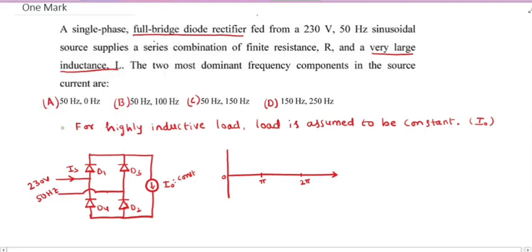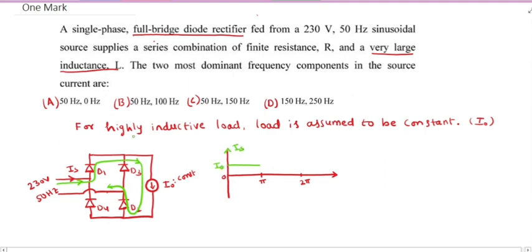So what will be the direction of the current? This is the direction of the current, because of diode D1 and diode D2. If you see, both the actual current as well as the reference current are in the same direction. The same current is flowing in the load also. So simply IS is equal to plus I naught. This is the source current.